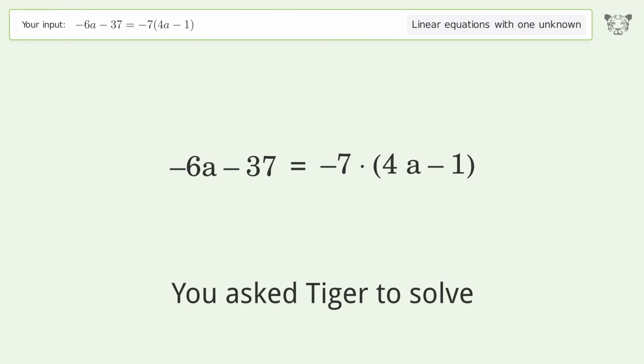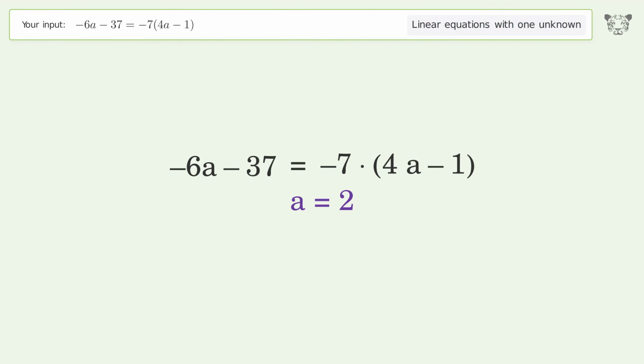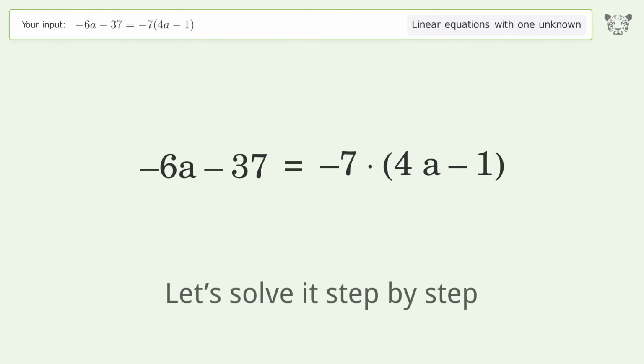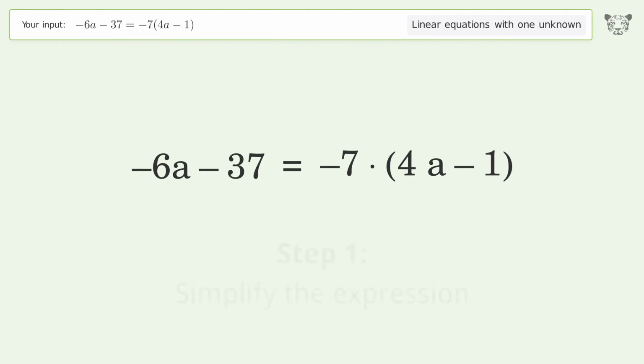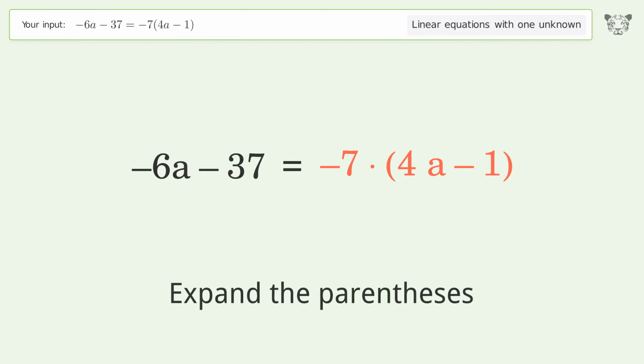You ask Tiger to solve this. This deals with linear equations with one unknown. The final result is a equals 2. Let's solve it step by step. Simplify the expression. Expand the parentheses.